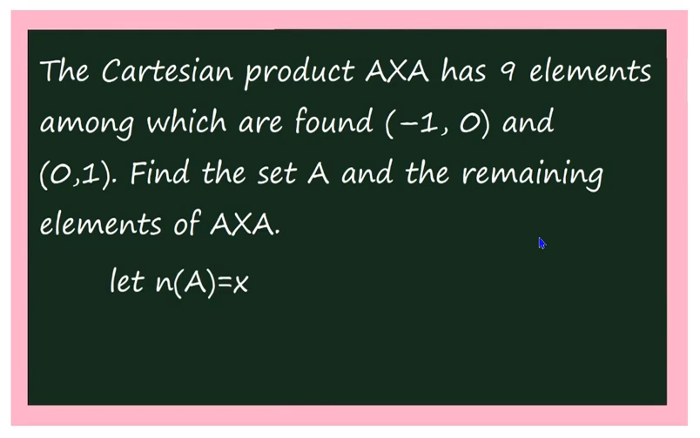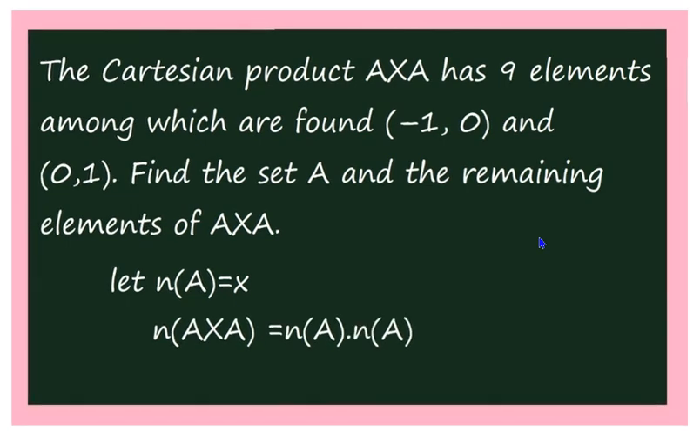Let n(A) be equal to x. We don't know the number of elements of A, and let it be x. And what is n(A cross A)? n(A cross A) is equal to n(A) into n(A). And it is given that n(A cross A) is equal to 9. Therefore, 9 is equal to x into x, so x squared is equal to 9. What is x? x is equal to 3. That is, A has 3 elements.